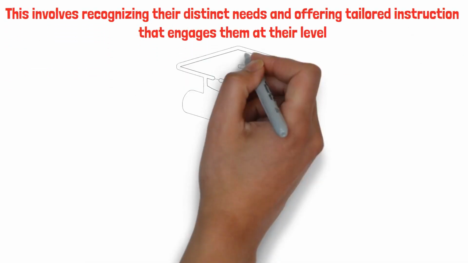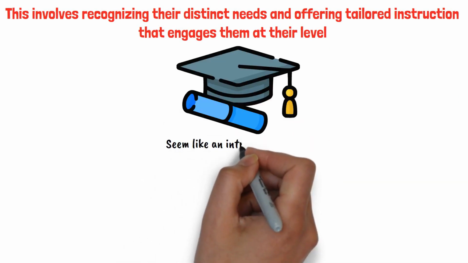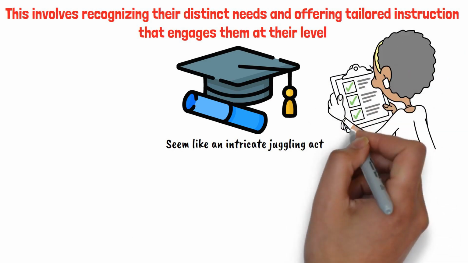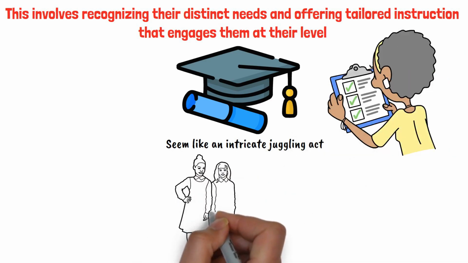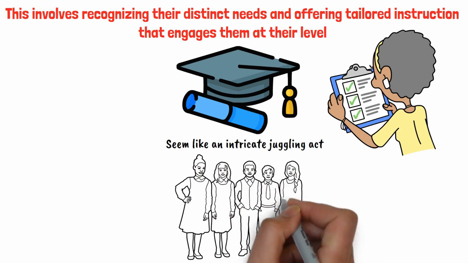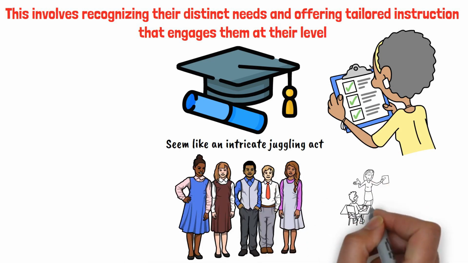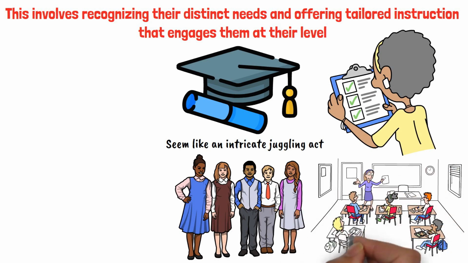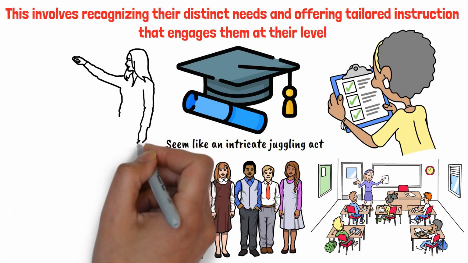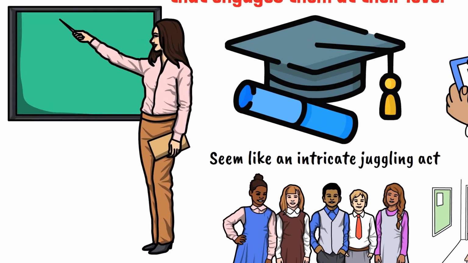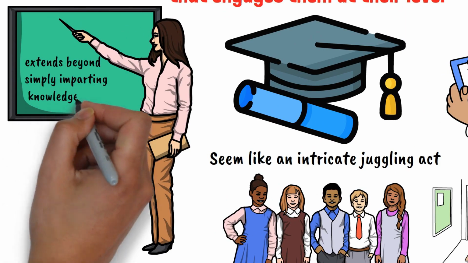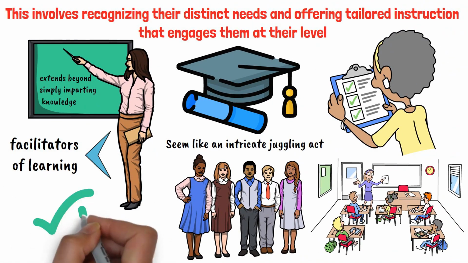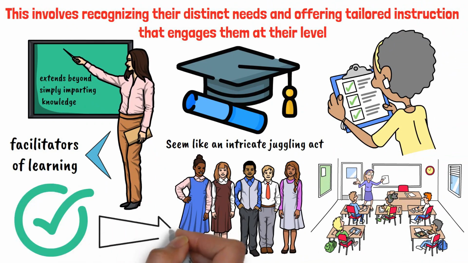Implementing these inclusive education principles can seem like an intricate juggling act. The key lies in employing effective instructional practices. This encompasses explicit instruction, where concepts are taught in a clear, structured manner, and peer-assisted learning strategies that allow students to benefit from the varied perspectives and skills in their classroom. The teacher's role in this diverse educational milieu extends beyond simply imparting knowledge. Teachers act as facilitators of learning, adept at modifying their teaching strategies to meet the varied needs of their students.